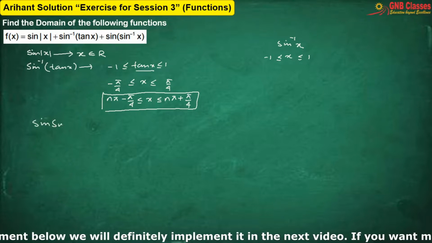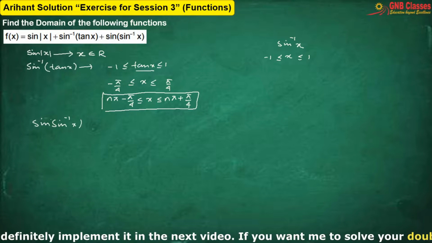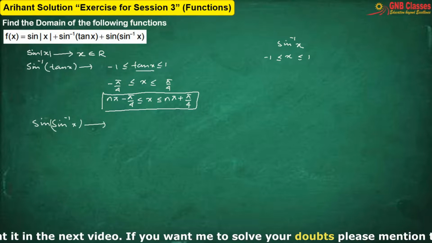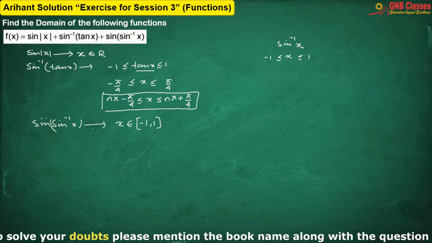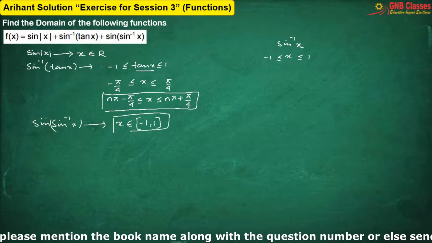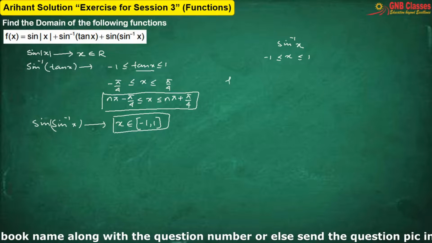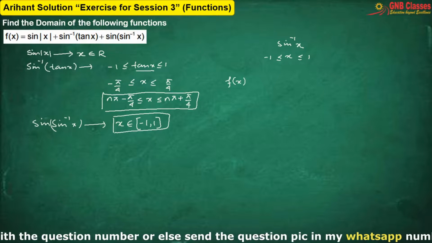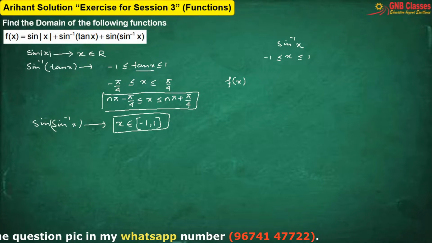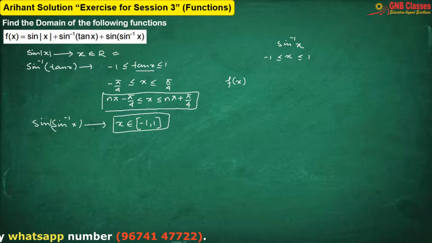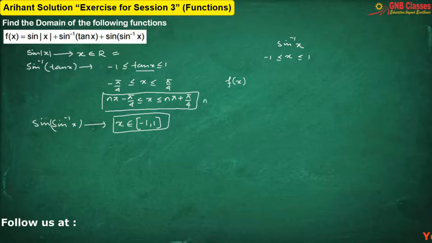Now for sine of sine inverse x, it is defined when x belongs to -1 to 1. Is it clear? Now you have to find the final domain of the function f(x), which is the common region between x belongs to R, x belongs to n pi minus pi/4 to n pi plus pi/4, where n belongs to Z, right? And x belongs to -1 to 1.